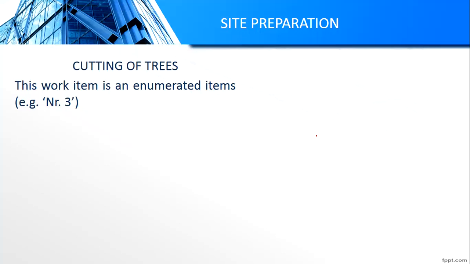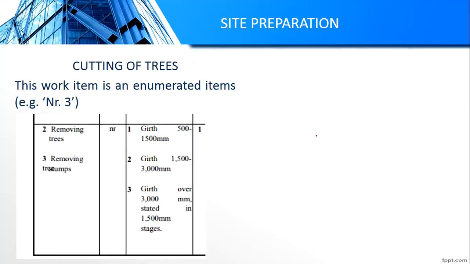Number one is our linear meter. Number two is our square meter, that means area. Number three is our cubic meter, which is our volume. And number four is our items, such as counts in numbers 1, 2, 3. So these are the measures.